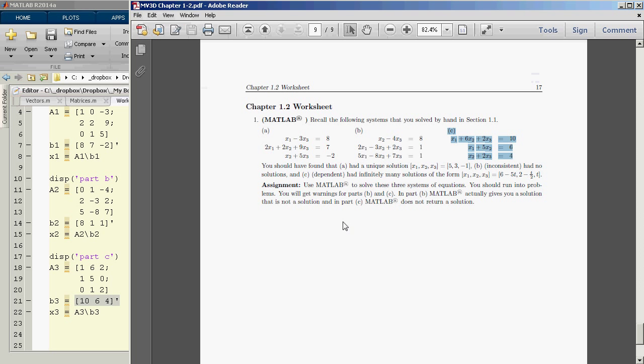So that's the worksheet, three systems, and a lot can go on.